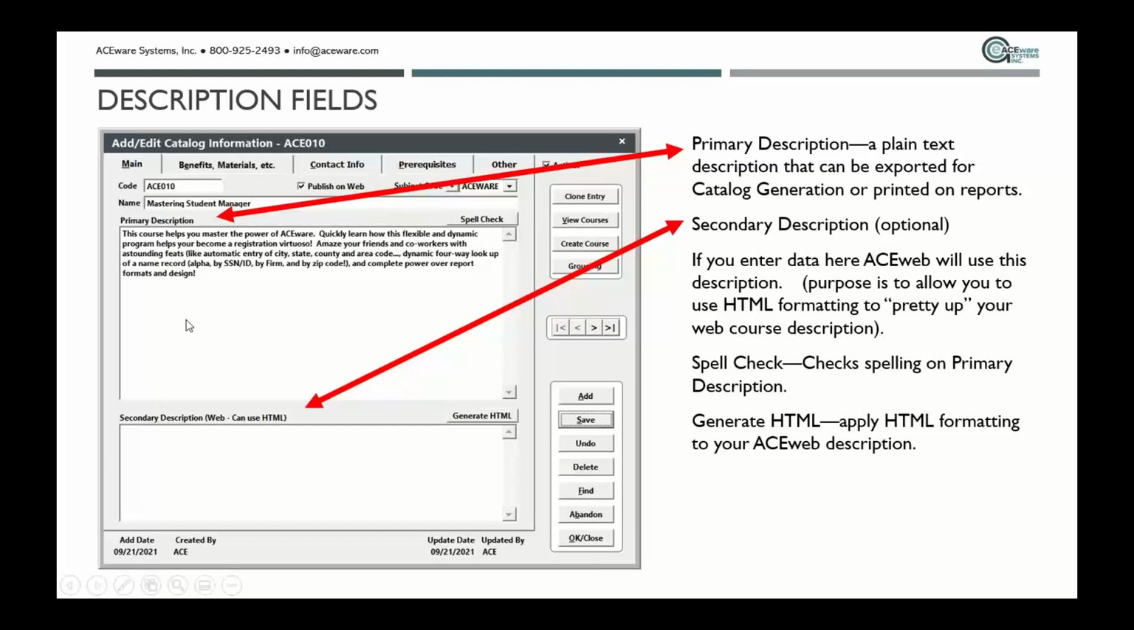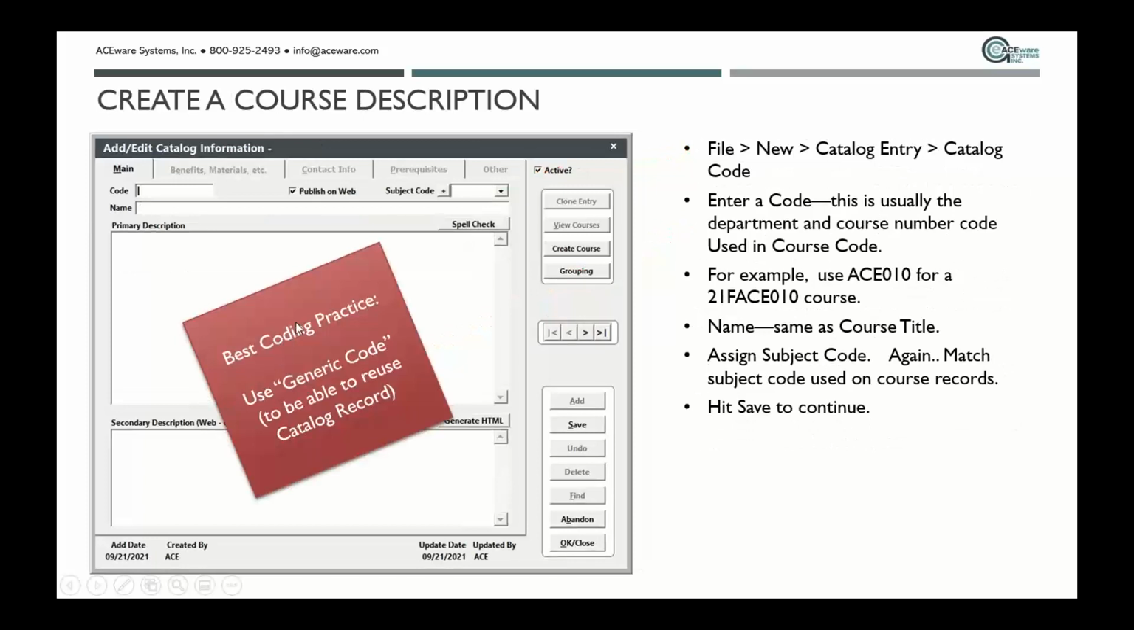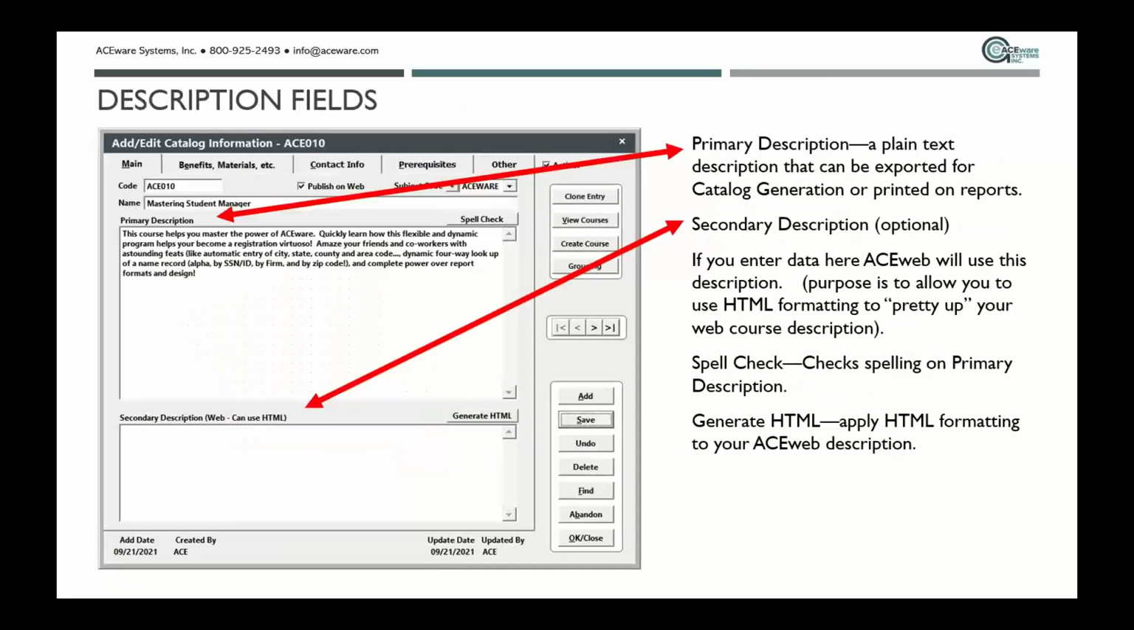Well, generally, unless you are really creating a unique catalog description for every section of the class, the recommendation is to use a generic code so that you can reuse that description no matter what section you're offering in a given term, or no matter what term you're offering this course in. So the elements of the catalog description: the primary description, which is plain text, and a secondary description, which is optional. Now again, that's sometimes confusing.